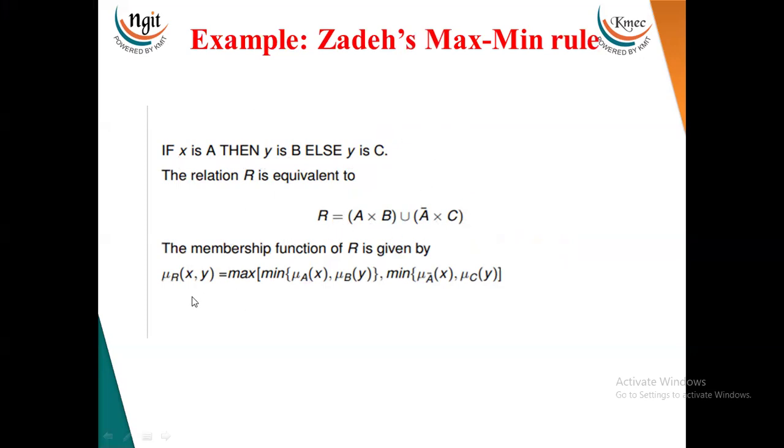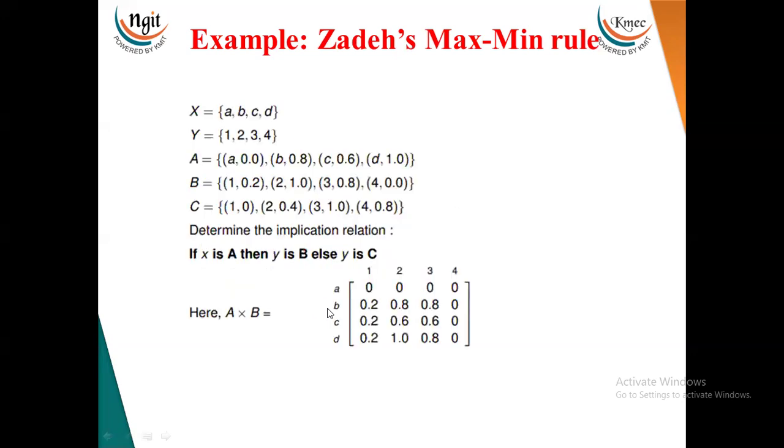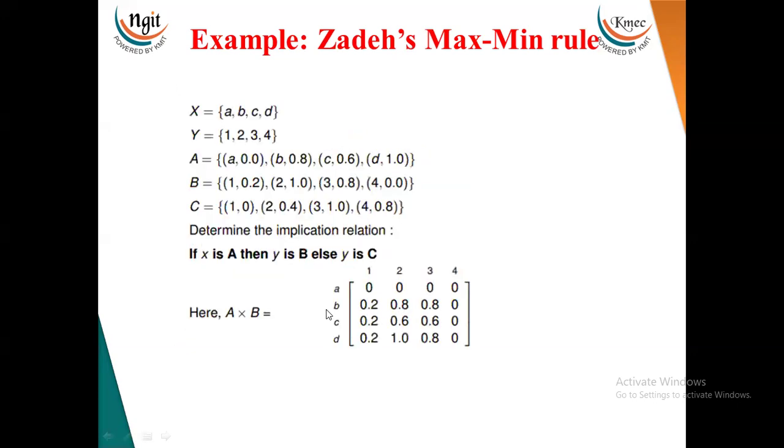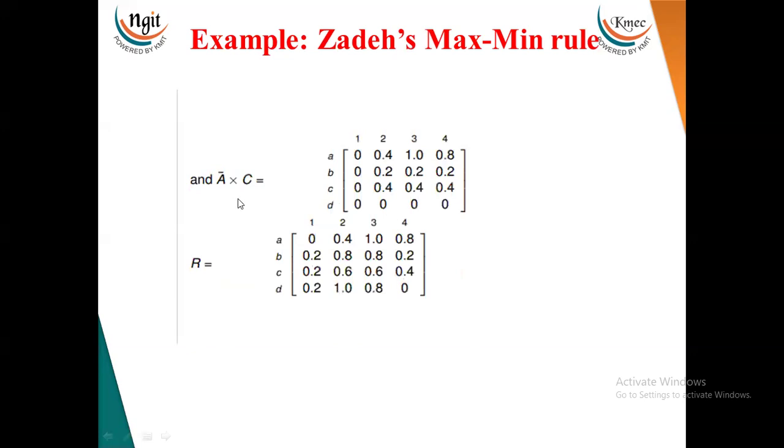So how are you going to calculate here? Union means the maximum of these particular cross products, so the same thing is implemented here. First we calculate the A cross B, then A complement cross C. Then R equals A cross B union A complement cross C. This will be the result.